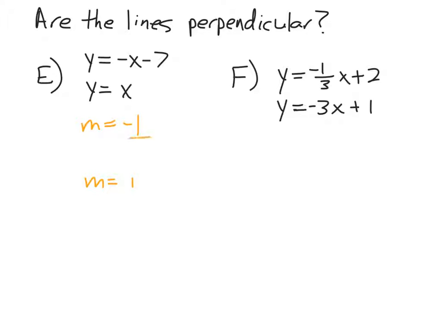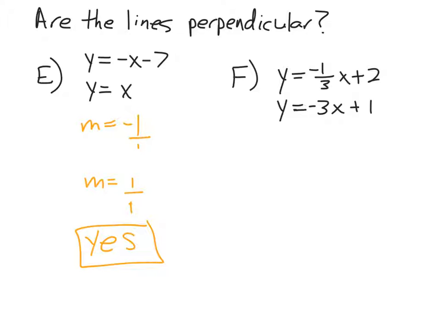So let's write these both as fractions. I think that might help us see it a little better. Now in this case, we have negative 1 over 1 and 1 over 1. Now if I take the opposite reciprocal of this, that means I'm going to flip the 1s, and I'm going to change the sign. So it'll become positive 1 over 1, which is exactly what we have here. So the answer here is yes. These lines are perpendicular because the slopes are opposite reciprocals.